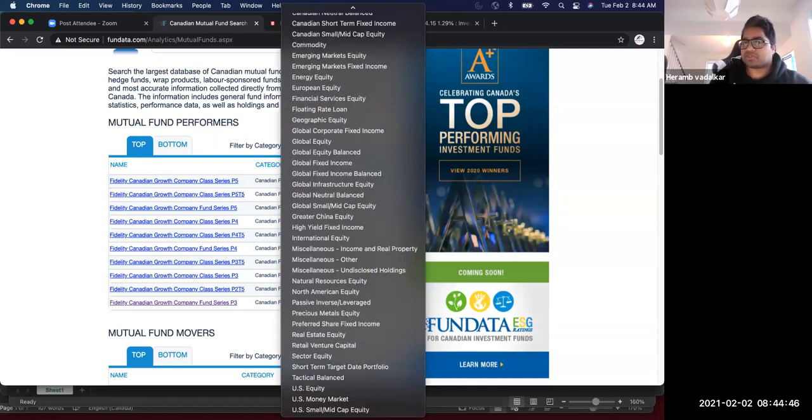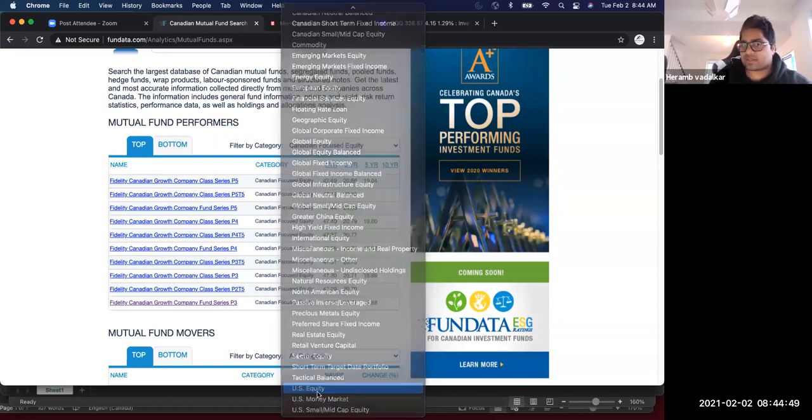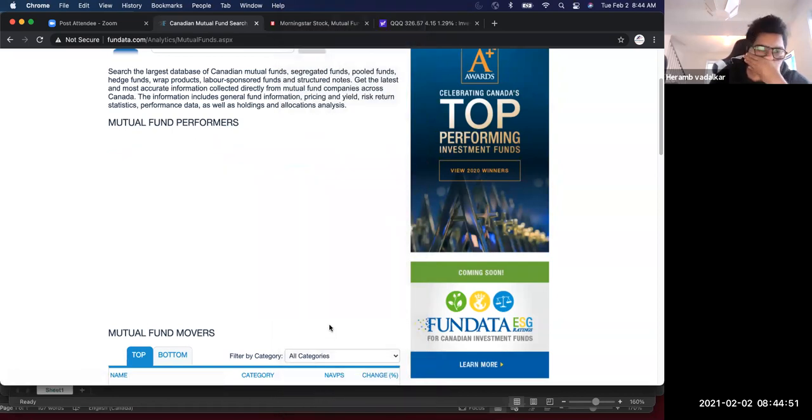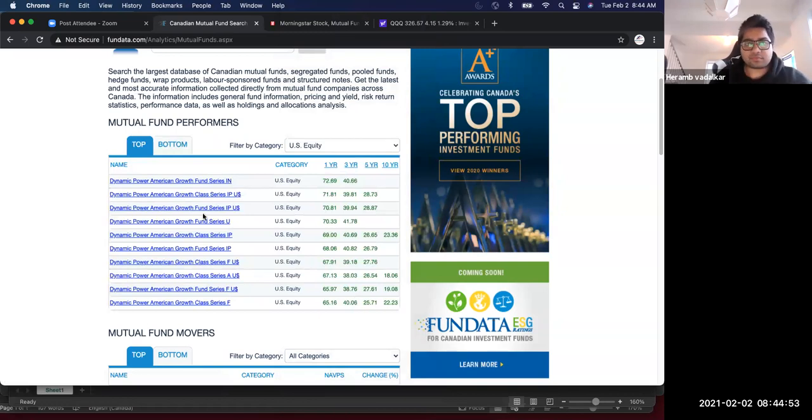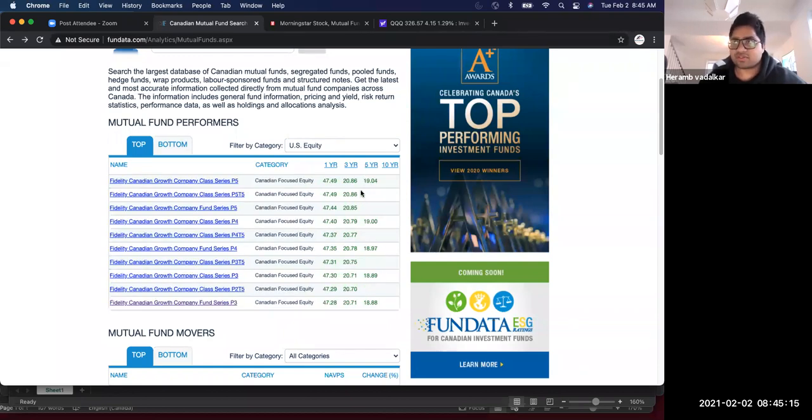Now, all these are mutual funds. So let's say a US specific fund. Okay, so this is the fund, Dynamic Power American Growth. It is showing the top performing funds for the period. It has given 72% return, right, in the last 1 year. In 3 years, it has on average given 40% return every year. Now, past performance is not indicative of future, so the returns can actually differ a lot.